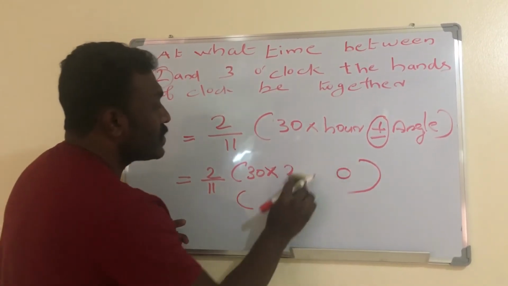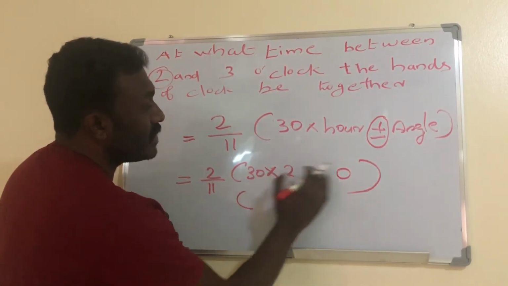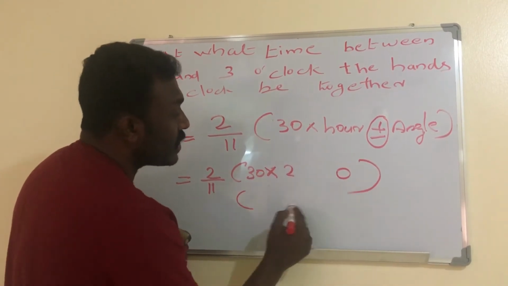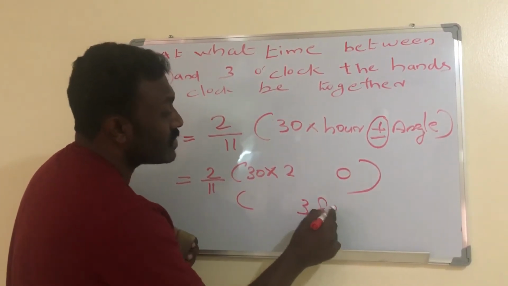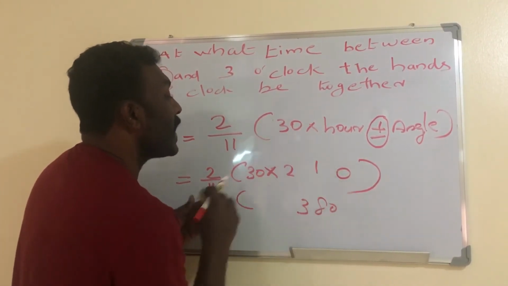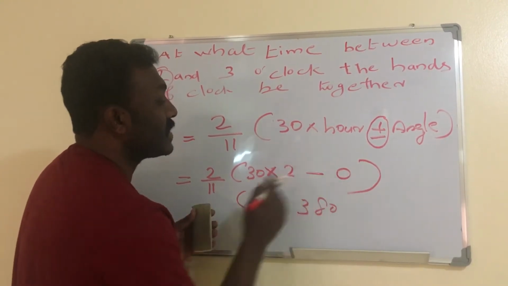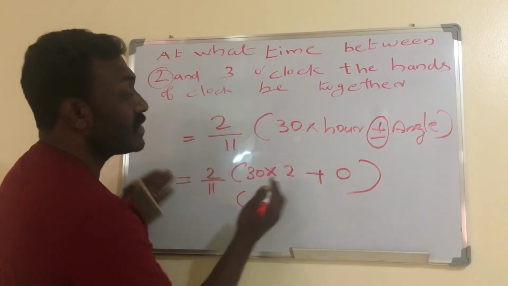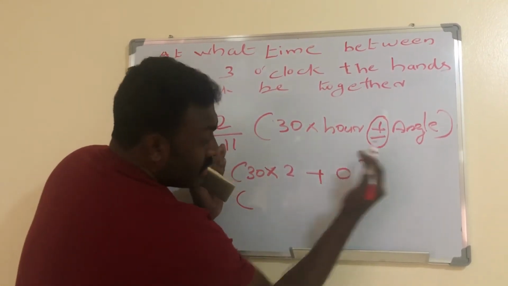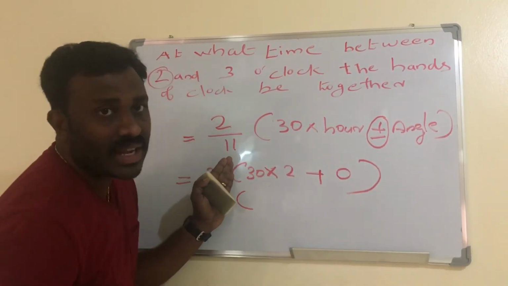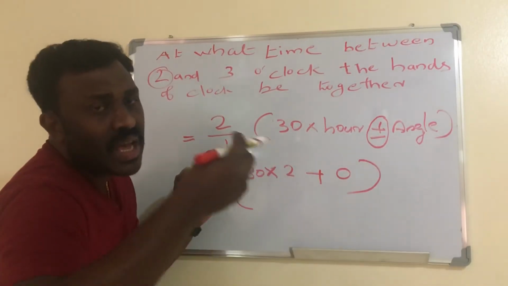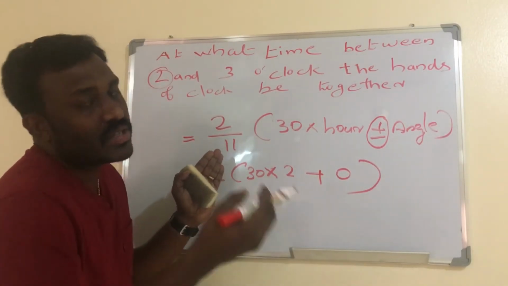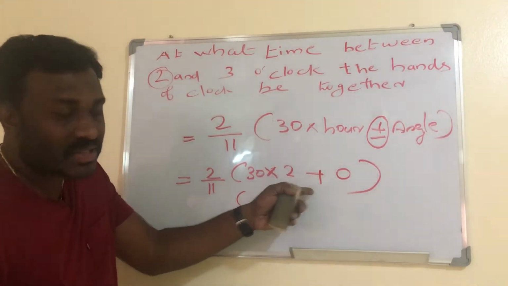Suppose if I add this part and I get an answer above 360, like 380 or something, then I will put minus here. Otherwise I will put plus here. In this case, when I add only this part, I get 60, so it is below 360. So I can put plus here.